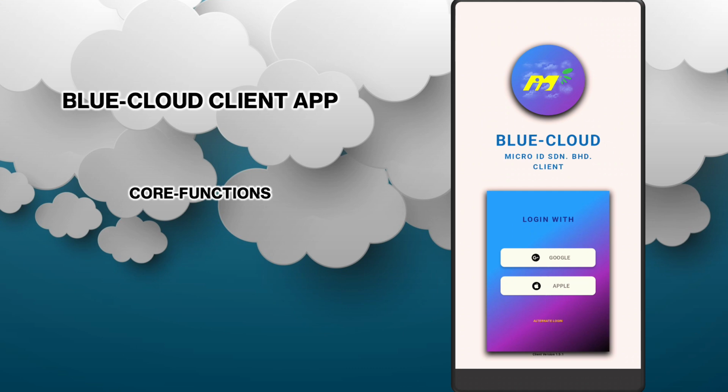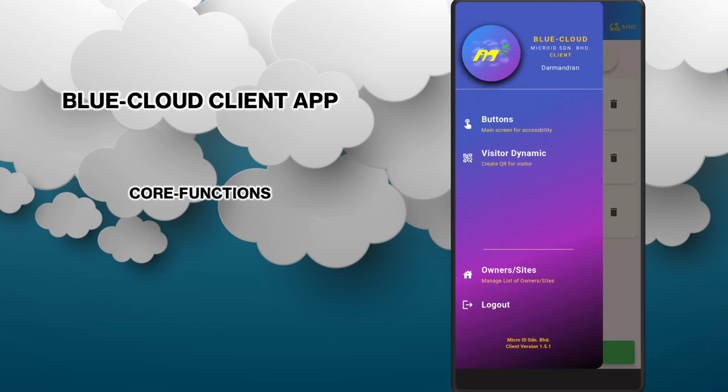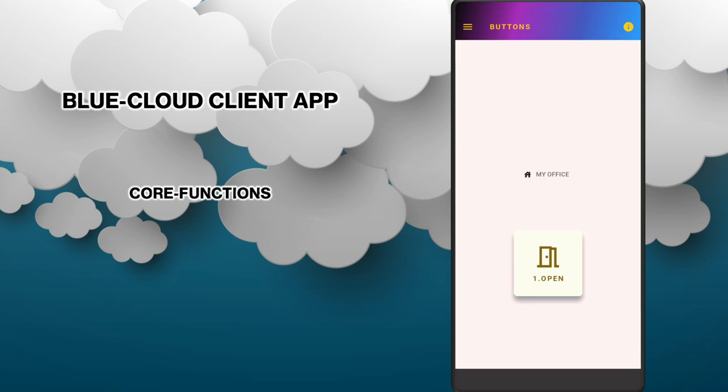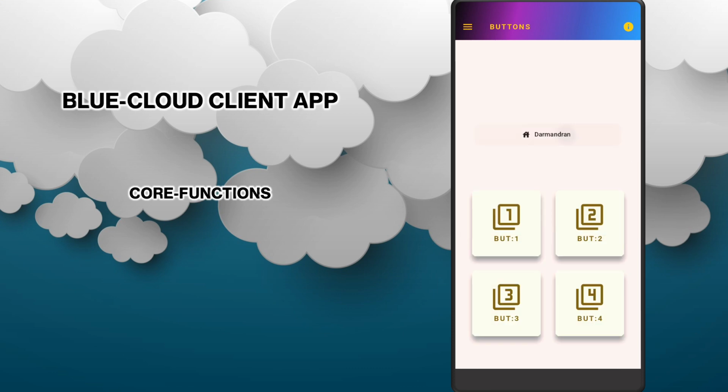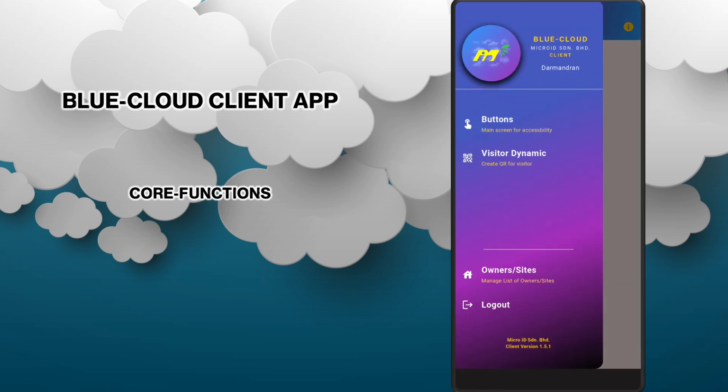Our client app has included the most popular login methods, Google and Apple. Let's log in to our app and explore what the app has to offer. As you can see, we have buttons. This is where we can click on buttons. It has site selections. Right, we'll explore that even further.